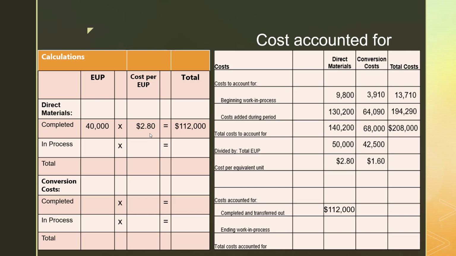For the units that are still sitting here in ending WIP, we have 10,000. We have 10,000 units in our ending work in process inventory, which are entirely complete for direct materials. Our total EUP for that cost component was 10 grand. If we multiply that by the $2.80 cost per equivalent unit, we come up with $28,000, which means we have $140,000 worth of material costs that we need to account for right here, and we have that number.